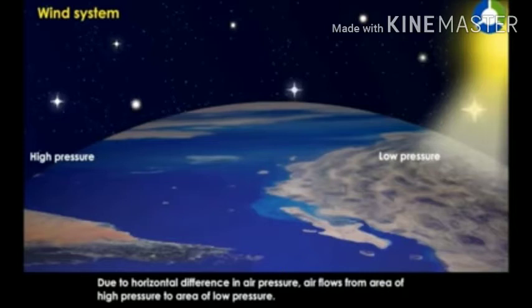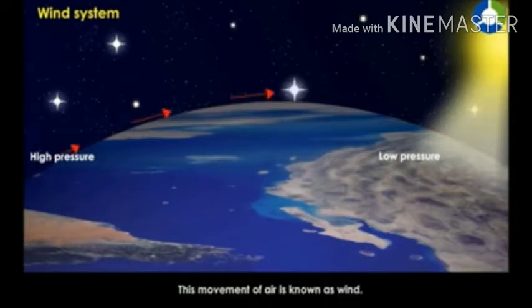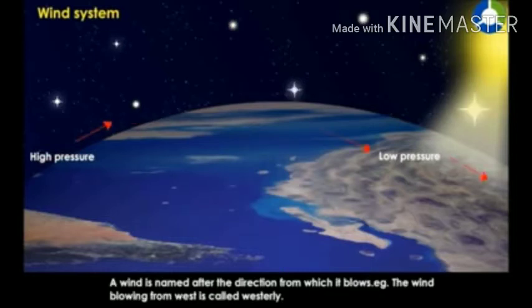Due to horizontal difference in air pressure, air flows from areas of high pressure to the areas of low pressure. This movement of air is known as wind. A wind is named after the direction from which it blows. Example, the wind blowing from west is called westerly.